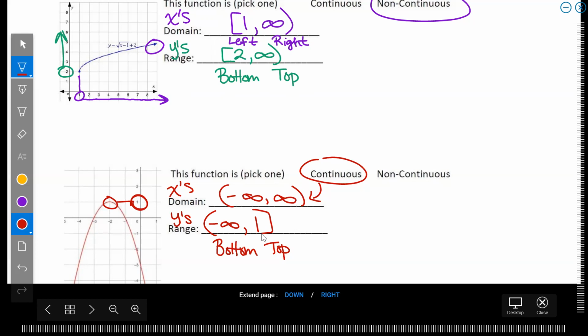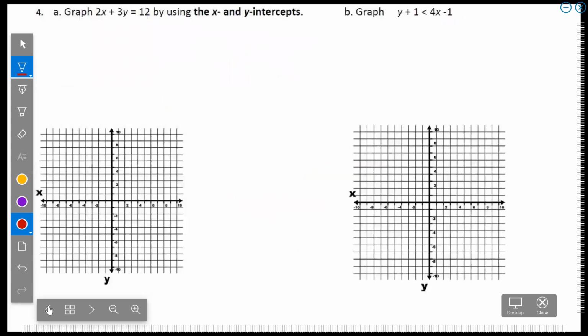What else would you guys like to see? Number 4? Absolutely. All right, we're going to graph 2 different functions in number 4. For the first one, it says we need to graph these using the x and the y-intercepts.